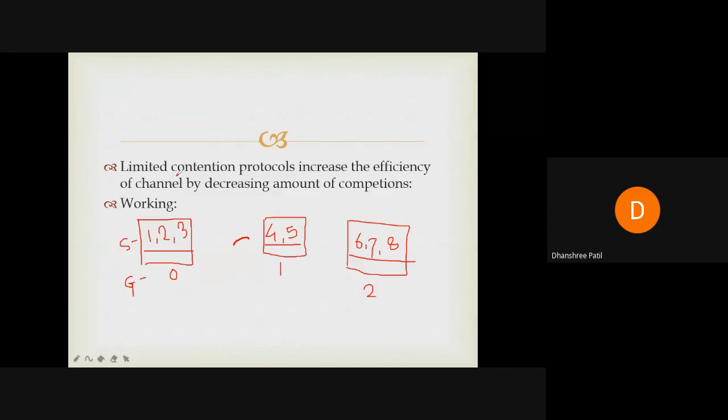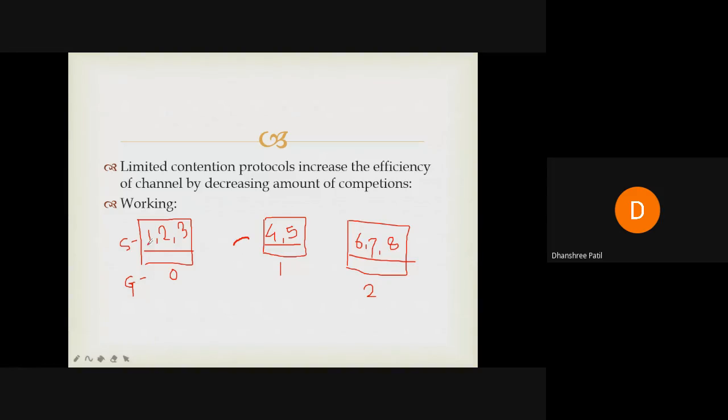Correct? So in this way the limited contention protocol works to have the channel access. I hope it is very clear. What is this 0, 1, 2? These are the groups, and these are the stations.